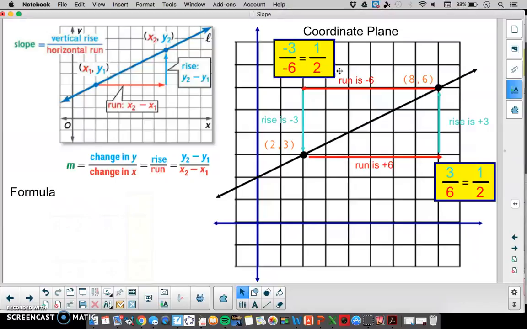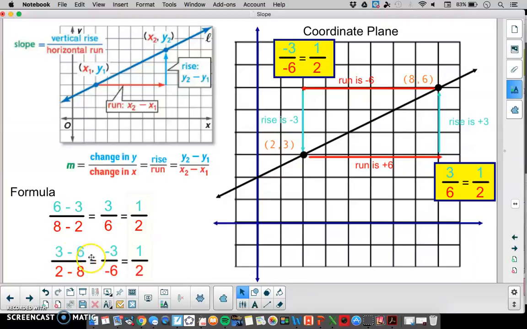Now, in order to use slope formula, you're going to use y2 minus y1 and x2 minus x1. You're actually going to use the coordinates. So using the coordinates, we get 6 minus 3, those are my two y values, over 8 minus 2, those are your two x values. You get 3 divided by 6, which is 1/2. Or you could switch it around and go from this point to this point. So 3 minus 6 is a negative 3, 2 minus 8 is a negative 6, still reduces to 1/2. So we still get that slope of 1/2 no matter whether we use the formula or whether we use the coordinate plane. The slope of that line is still the same.